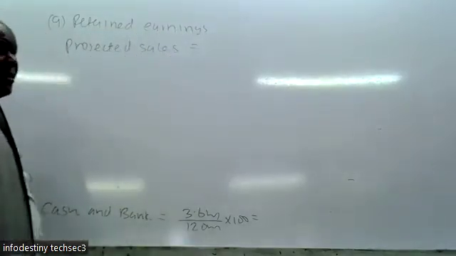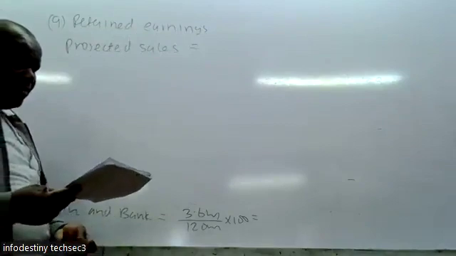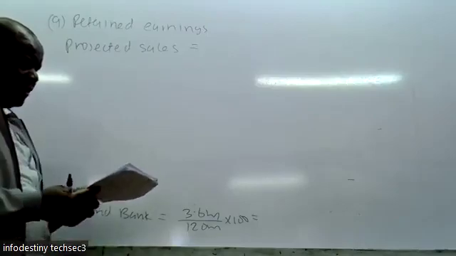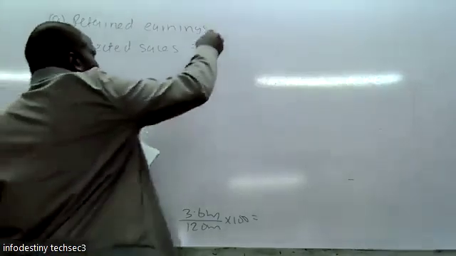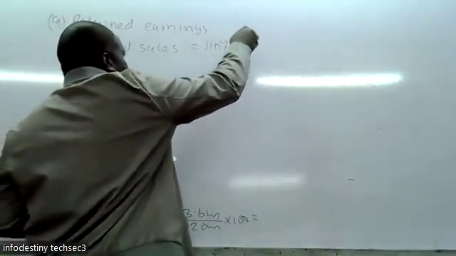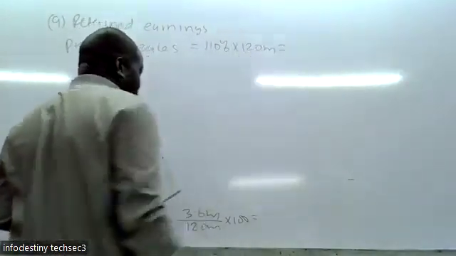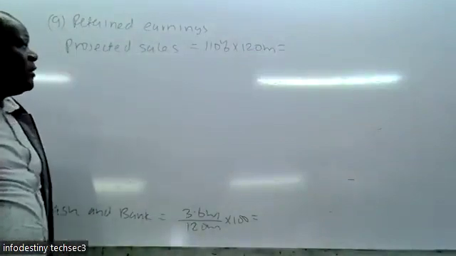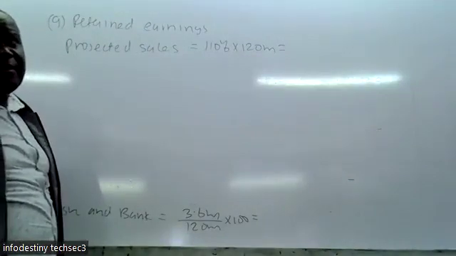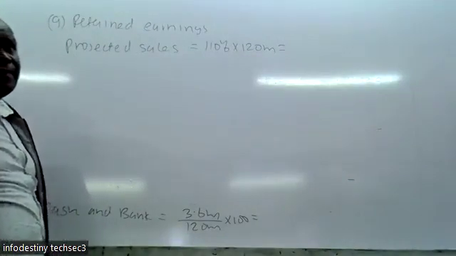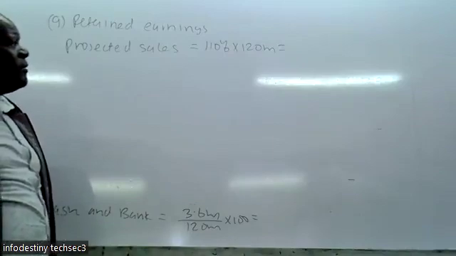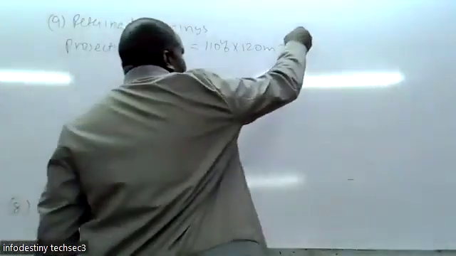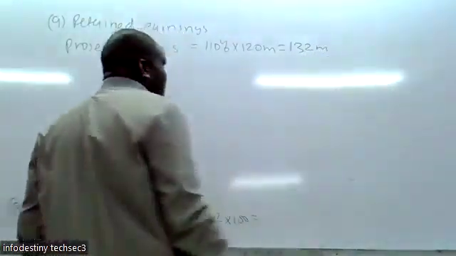To get the projected sales, we go to note number one and note number two, where they say that the sales will increase by 10%. So we get 110% of 120 millions. That should give us 132. You get 132 million.